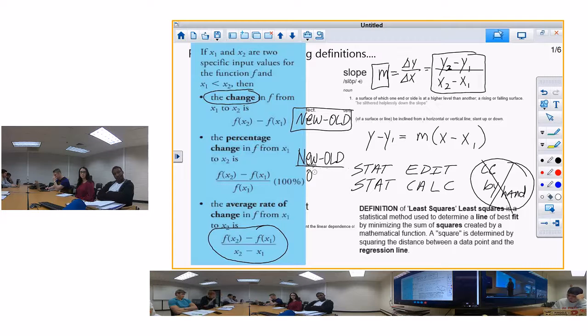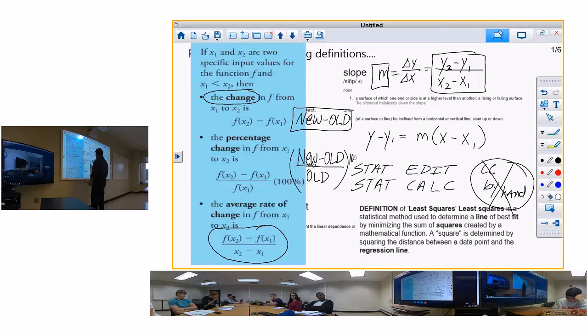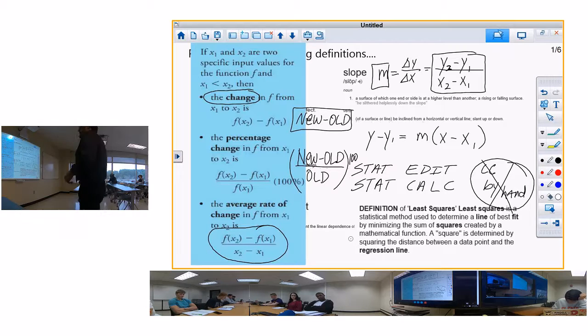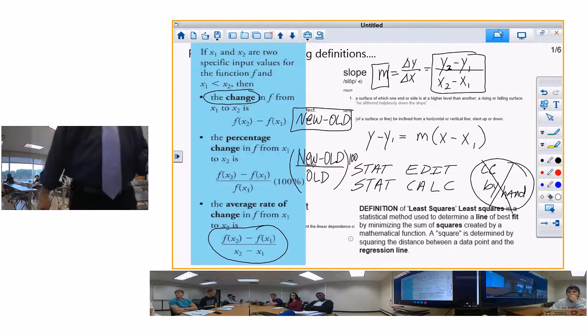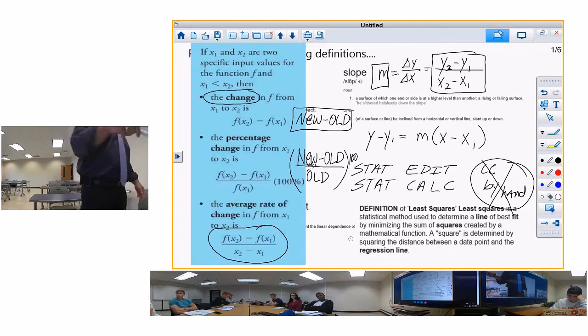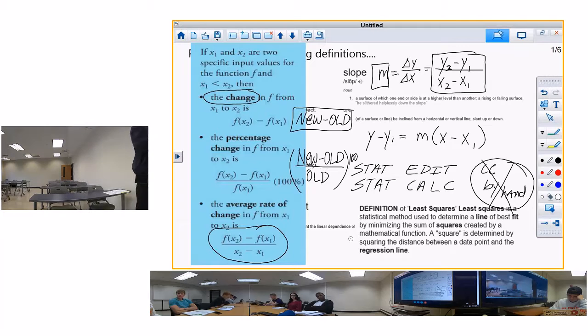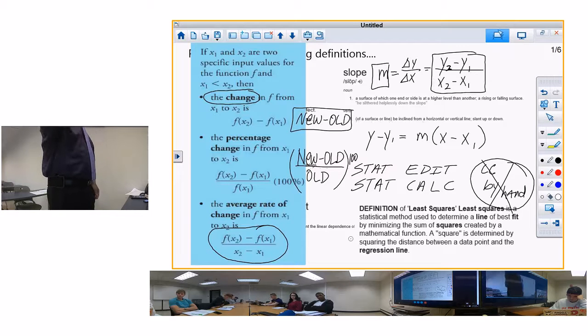Multiplied by what? 100. And then, of course, your slope is the last formula. Now, you would be surprised how many people would take a test in 130 and they know how to do this stuff, but the way the question's worded, the average rate of change, they just sit there and stare at it because they don't know that it's a slope.